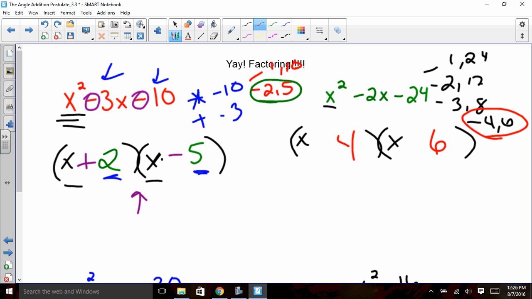Just like with the first example of factoring, I want to figure out what my signs are. Again, I have 2 negatives. If I have 2 negatives, my bigger number is going to be negative. My other answer, my smaller number, will be positive.